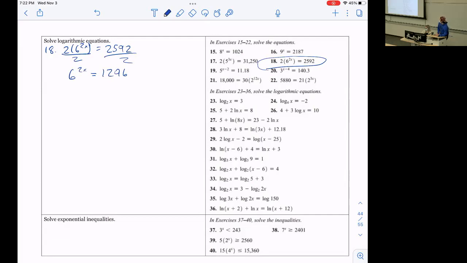But I'm going to use the ln method for consistency. So if we took the ln of both of these sides, we can use our exponent rule to bring that 2x up front. So we have 2x times ln of 6 is equal to ln of 1296. To get that x by itself, we divide by the ln of 6 on both sides.